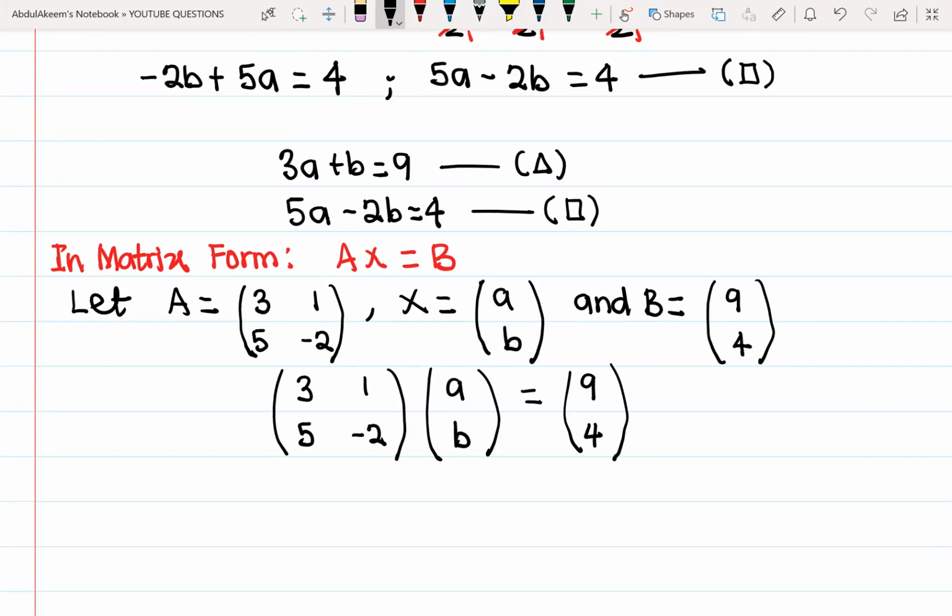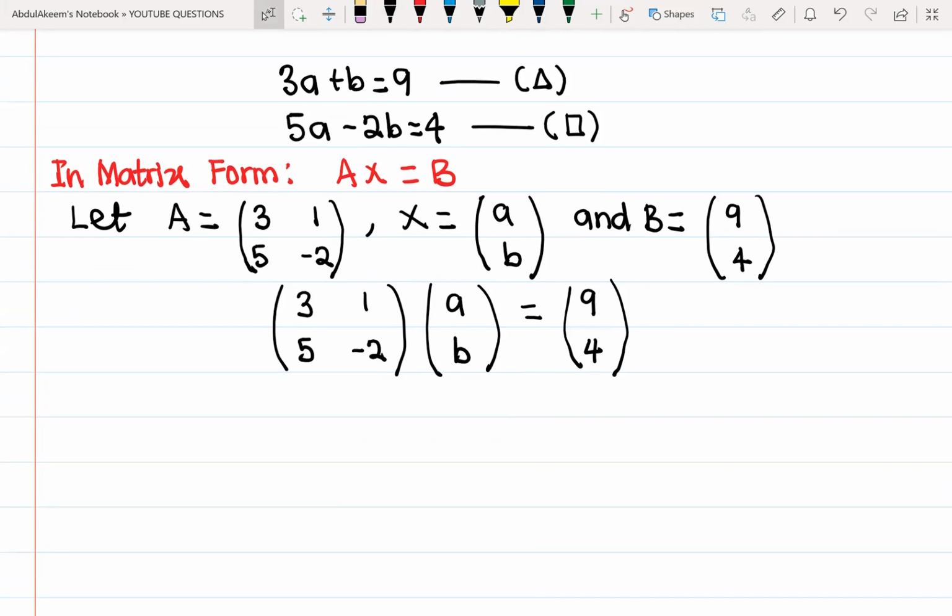The next question we are told is: hence find the values of the constants a and b. If you recall, we have AX equals B. I want X to stand alone, which means I will divide both sides by A. So invariably, I can write X equals A inverse times B.